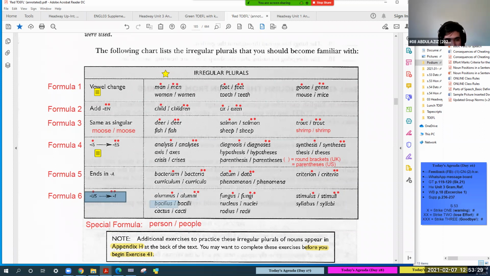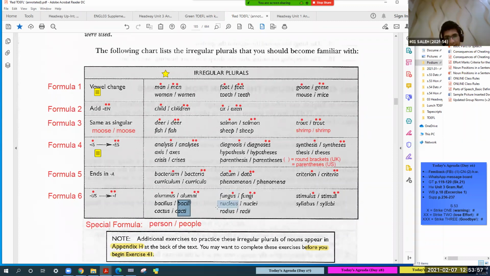Bacillus, bacilli. Cactus, cacti. Fungus, fungi. Say fungi. Fungi. And then?